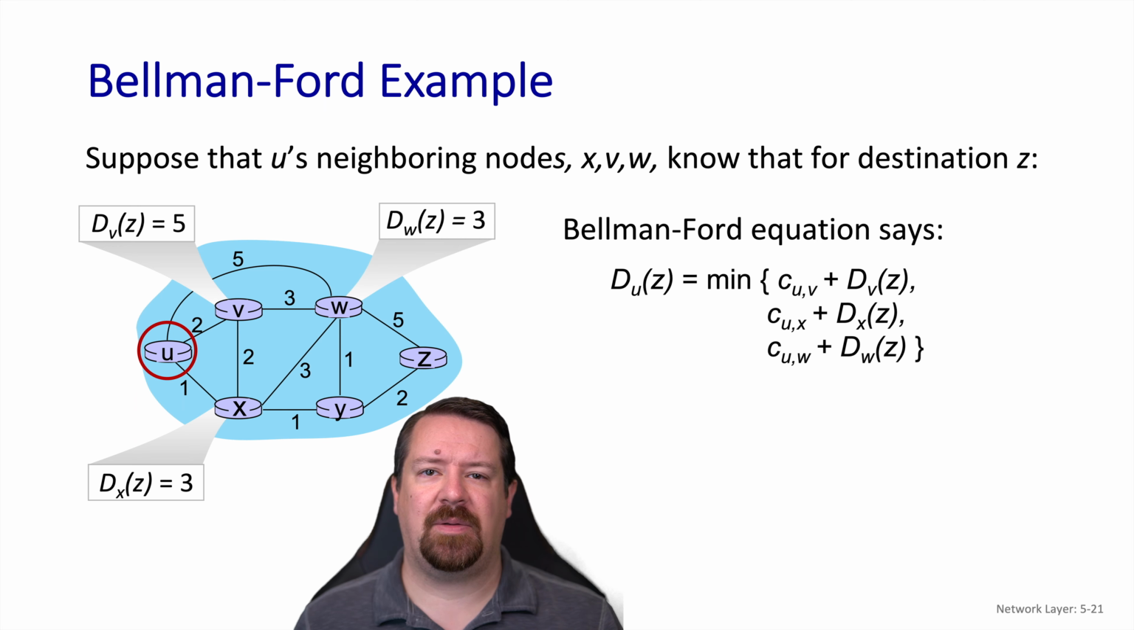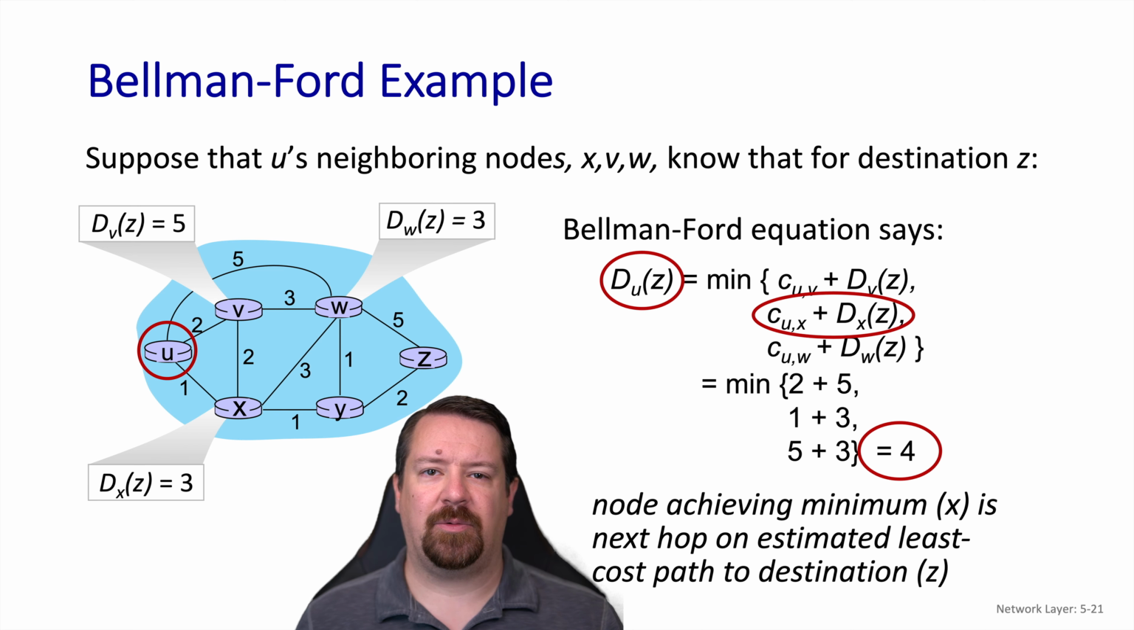So then applying the Bellman-Ford equation, u will look at its direct cost to the three neighbors and the neighbor's cost to get to z. Plugging in the numbers, we see that our smallest cost is 4. This is using u's neighbor x. So u's distance vector will record a cost of 4 to get to z.